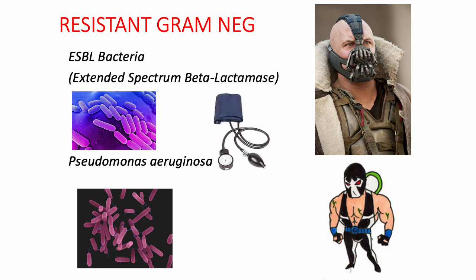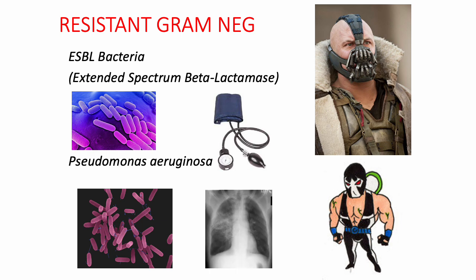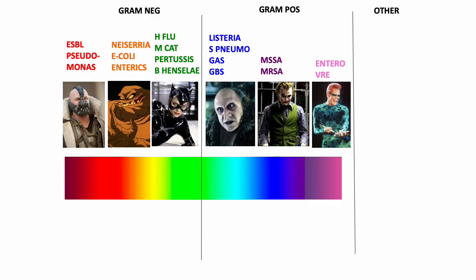ESBLs can present lots of different ways, but usually it's a patient that you think you're treating with an antibiotic, but it's not working, and they end up becoming septic, and then you realize they have an ESBL when your sensitivities come back. Pseudomonas: patients on ventilators, or ventilator-associated pneumonia, is one category that Pseudomonas commonly comes up in. And then also any patient with cystic fibrosis is at high risk for Pseudomonas as well. So here you have your gram-negatives, easier to treat towards that black line, and then more resistant and harder to treat towards the left side.